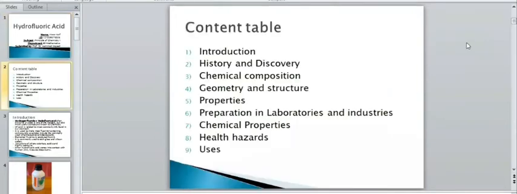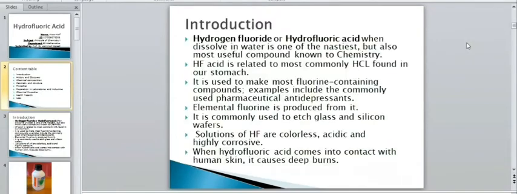Now, first we will have a look at the content table about what we will discuss about hydrofluoric acid. We will discuss the introduction, history and discovery, chemical composition, its geometry and structure, the properties of hydrofluoric acid, how it is prepared and manufactured in the laboratories and industries, what are its chemical properties, health hazards, and how to avoid those health hazards, and its uses.